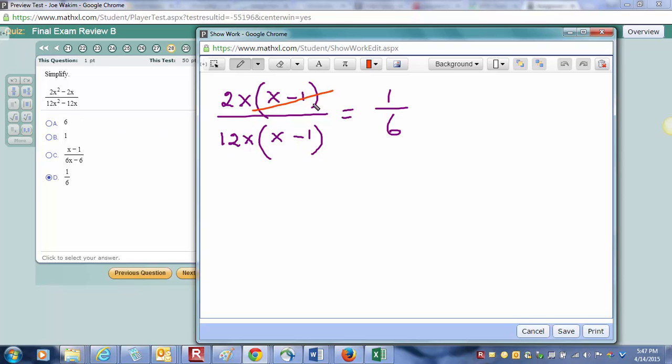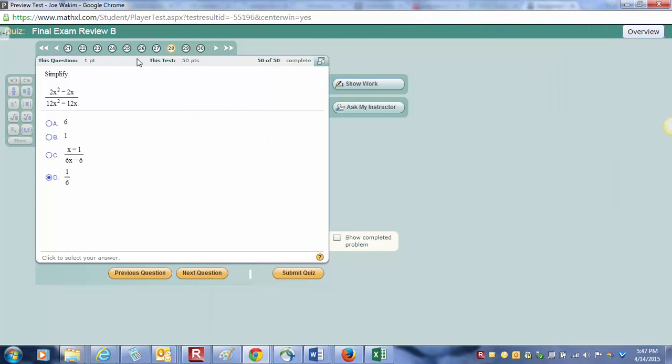So these two will cancel. And then of course x will cancel. 2 over 2 is 1, 12 divided by 2 is 6. So 1 over 6 is the final answer.